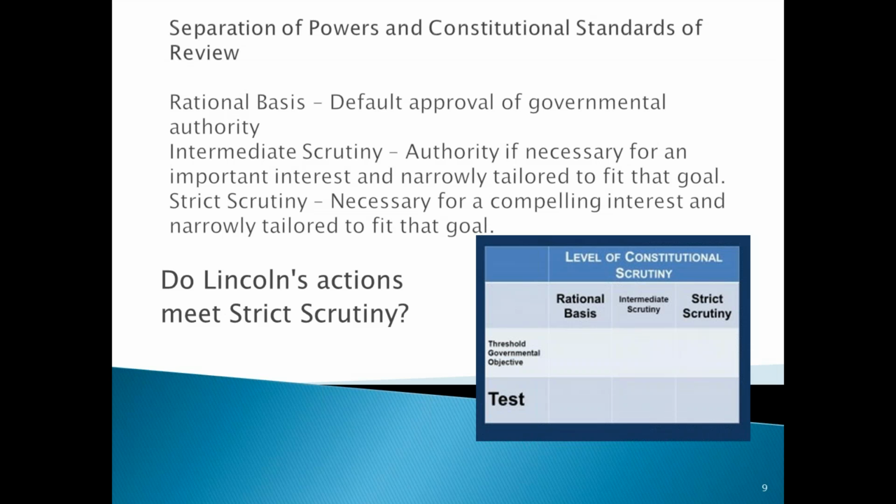So for instance, let's look at what Lincoln did. Who thinks that what Lincoln did meets strict scrutiny, meaning there was no other way possible that Lincoln could have done what he did, which means trying to protect the capital of DC from Confederate sympathizers? Is there any other thing Lincoln could have done that would not have obliterated the Constitution as much as he did?